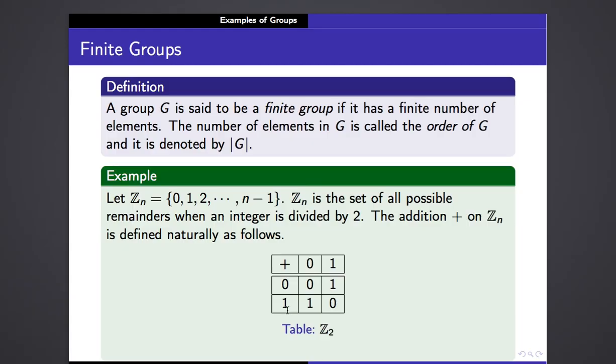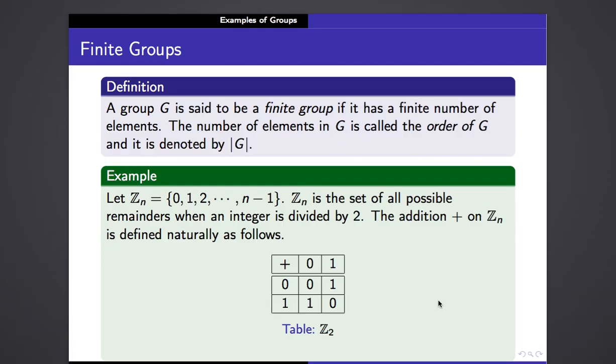And the next one, 1 plus 1, this is where an interesting thing happens. 1 plus 1 equals, of course, as an integer summation, that's 2, right? But remember, Z2 is the set of all possible remainders when an integer is divided by 2. So it's got only 2 elements, 0 and 1. So 2, when you divide 2 by 2, what's the remainder? That's 0. So 1 plus 1 equals 0.